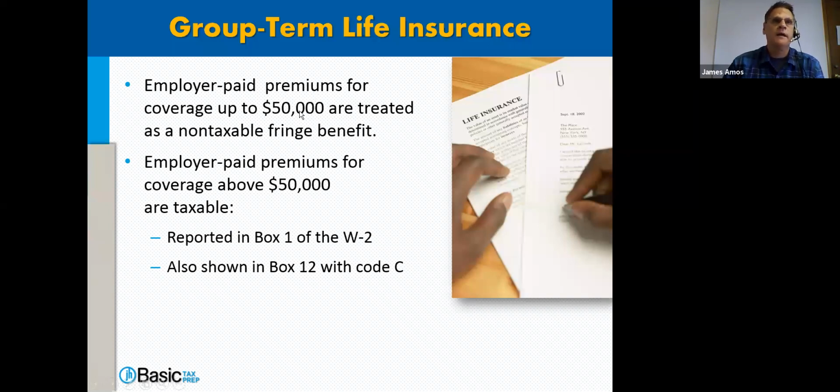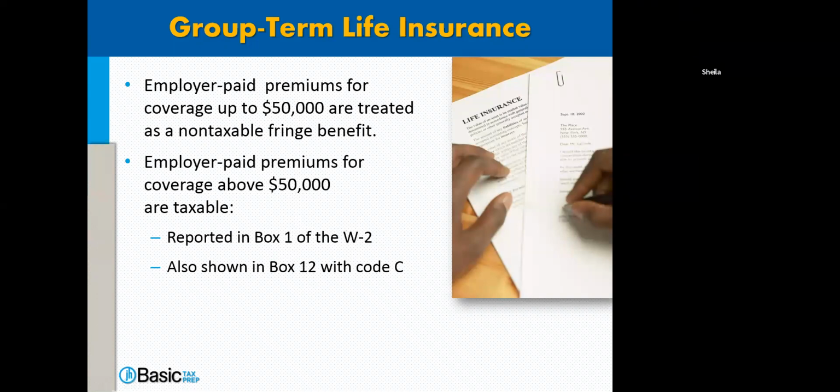That's what we're going to pay. That's the coverage amount. So an employer can buy premiums for each of their employees up to $50,000 and it will not be taxable to the employee. That's what we're saying. Now, any amount above $50,000 of coverage is going to be reported on the W-2.